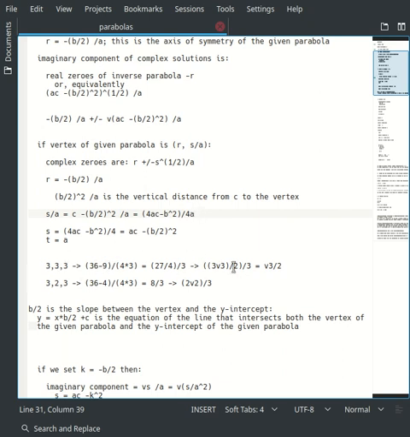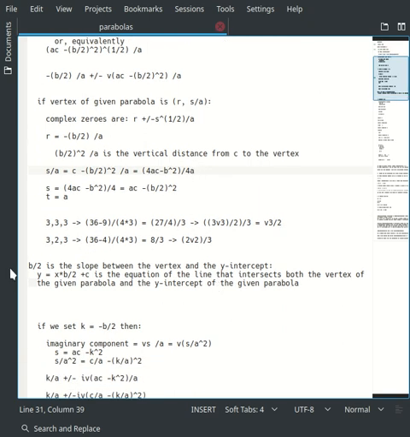And then we go through all of this, and it works. It gives us the right values. Okay. Now, it so happens that b on 2, this thing that keeps popping up here, is the slope between the vertex and the y-intercept. Right? So there's a reason that this whole thing with the negative on it looks like your real component that's been multiplied by b on 2, because it's exactly what it is.